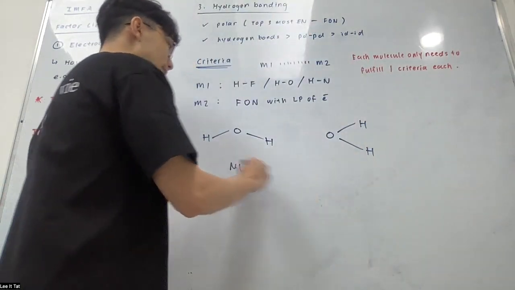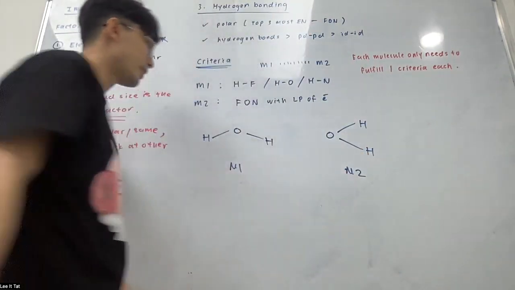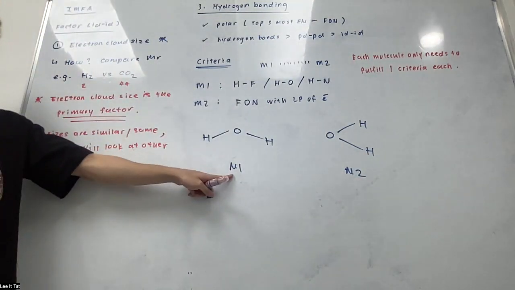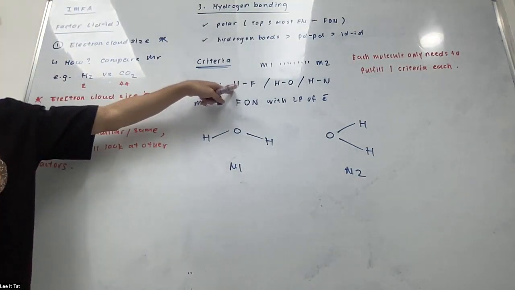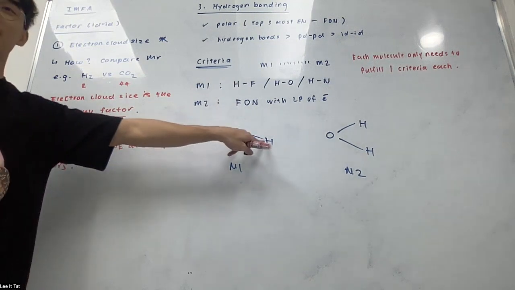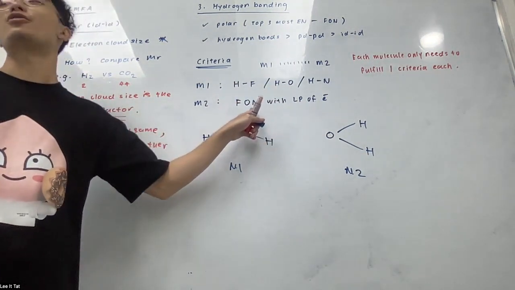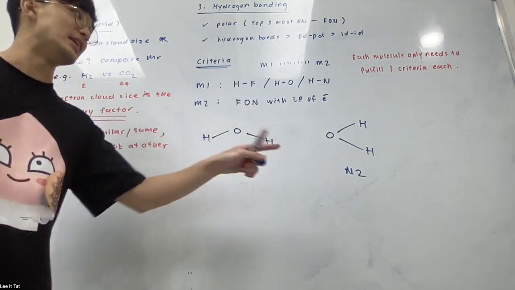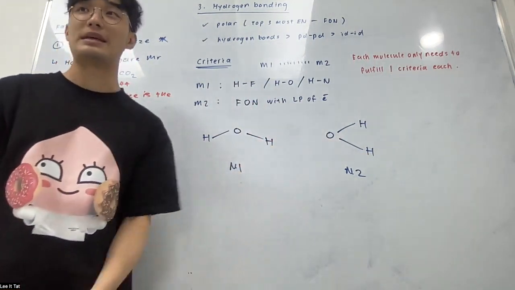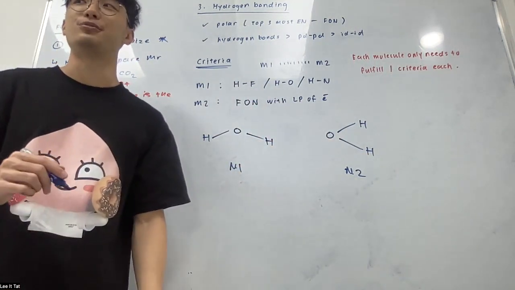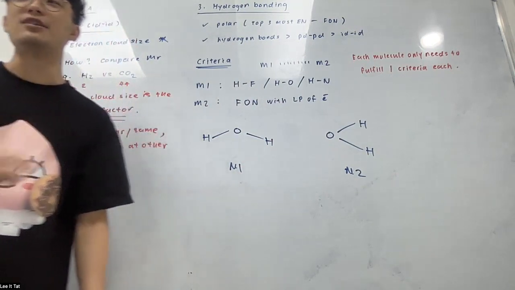So this is molecule one, this is molecule two. Does molecule one fulfill the first criteria? Yes, it has an OH bond. Does molecule 2 fulfill the second criteria? Yes, it has an oxygen that has lone pairs. So you can definitely form hydrogen bonds here. Later I'll show you guys negative examples.